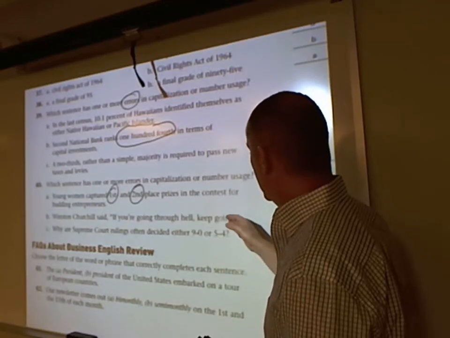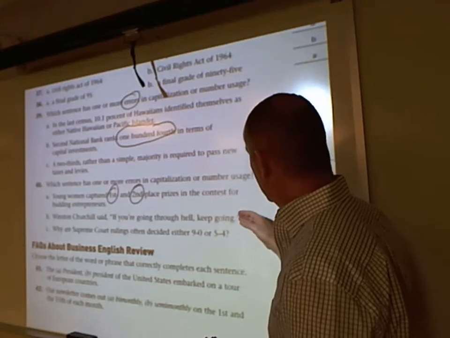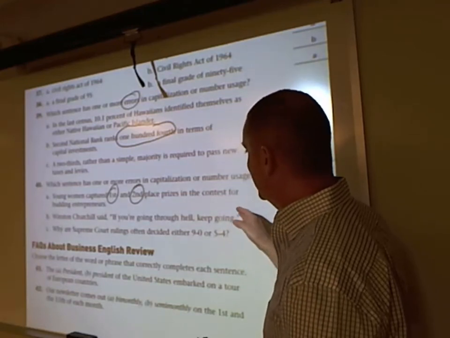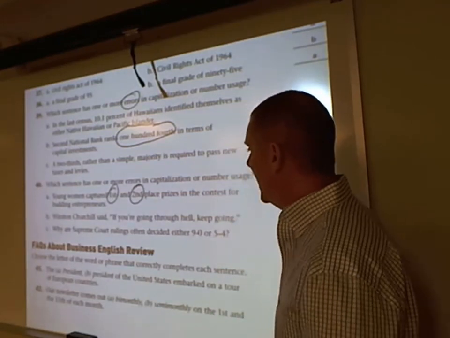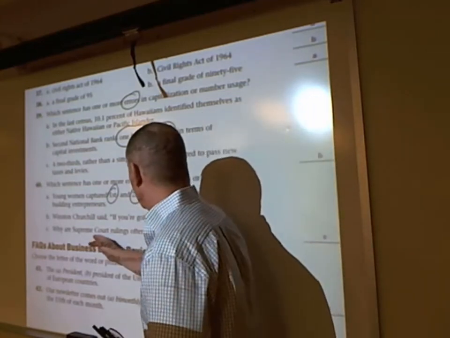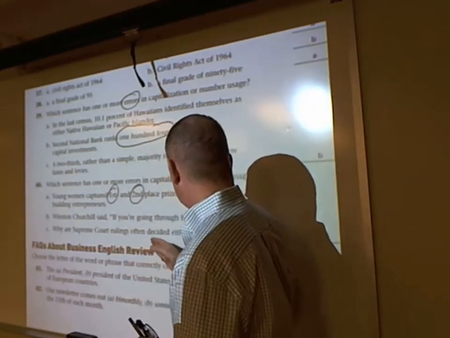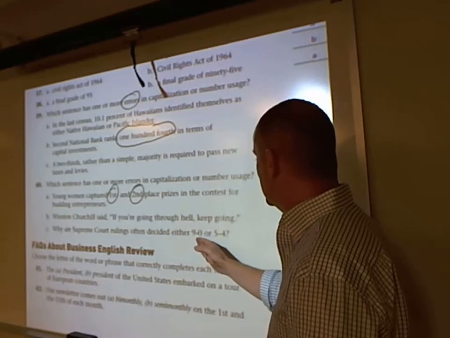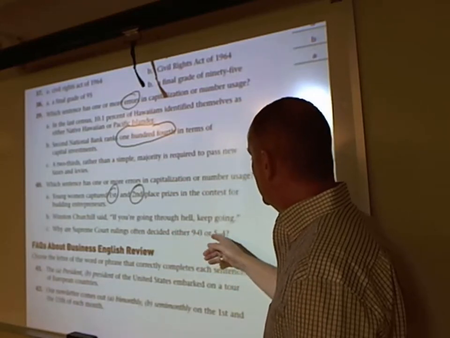Why are Supreme Court rulings often decided either 9-0 or 5-4? Those numbers are valued correctly as figures, and Supreme Court is capitalized, so letter C is correct. The one that wasn't is letter A.